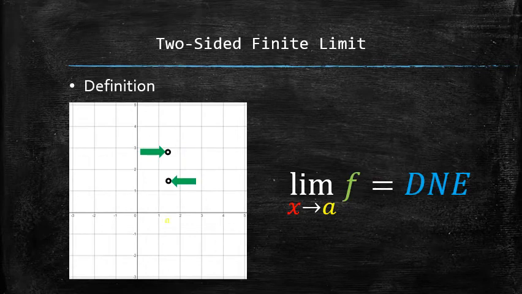Now, if for whatever reason the left and the right-sided limits do not match, or the function doesn't exist on either side, then we say that the two-sided limit doesn't exist, and simply write DNE.